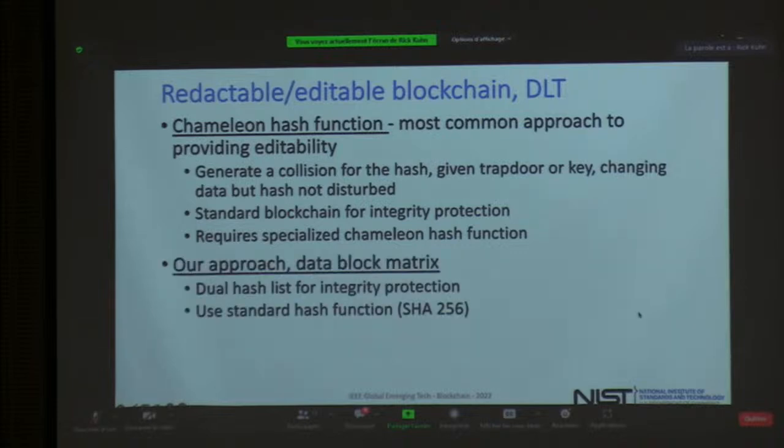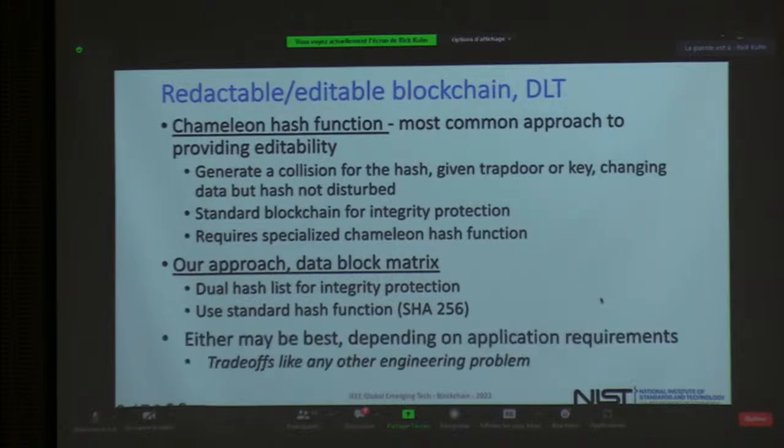What we're doing is something sort of the opposite of that, maybe. We have two hash lists to provide the integrity protection, and we can use a standard hash function. So SHA-256 is commonly used, for example. Now, we're not saying that this is the best approach for all cases. It's just like any other engineering problem. There are trade-offs in what should be used for different types of applications.